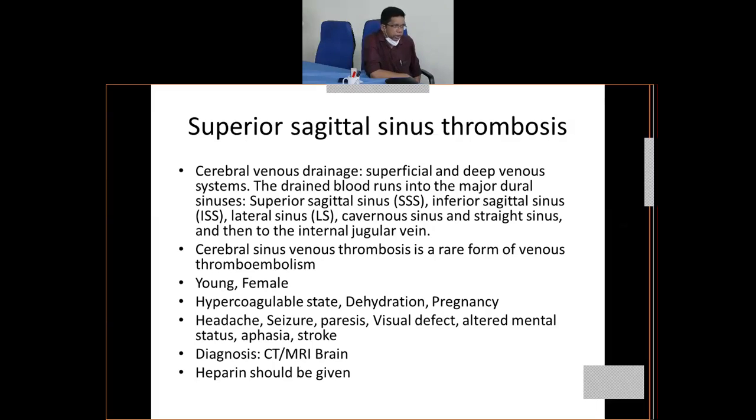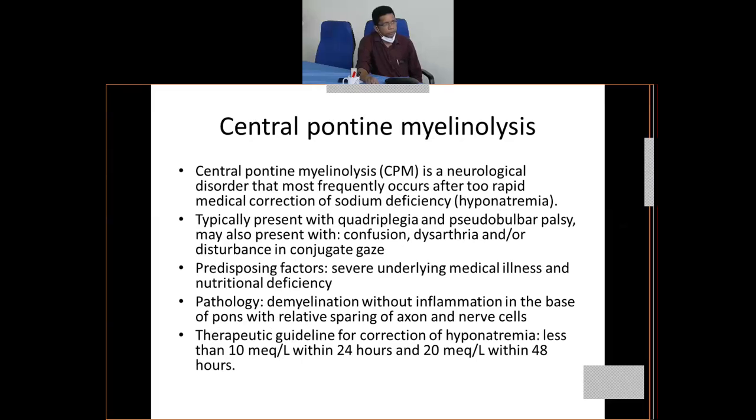Again, when to suspect it: if a patient is paraplegic, especially female patients, maybe in the puerperium state or during pregnancy, and if she has some hypercoagulable state disorder and complains of headache and non-specific seizure, some visual defects, then always you should go for MRI brain to rule out cortical vein thrombosis or superior sagittal sinus thrombosis.